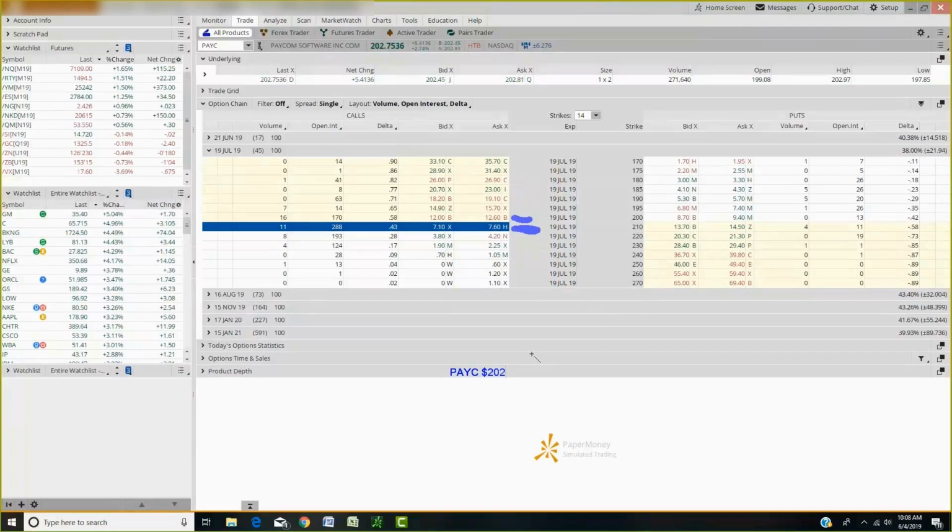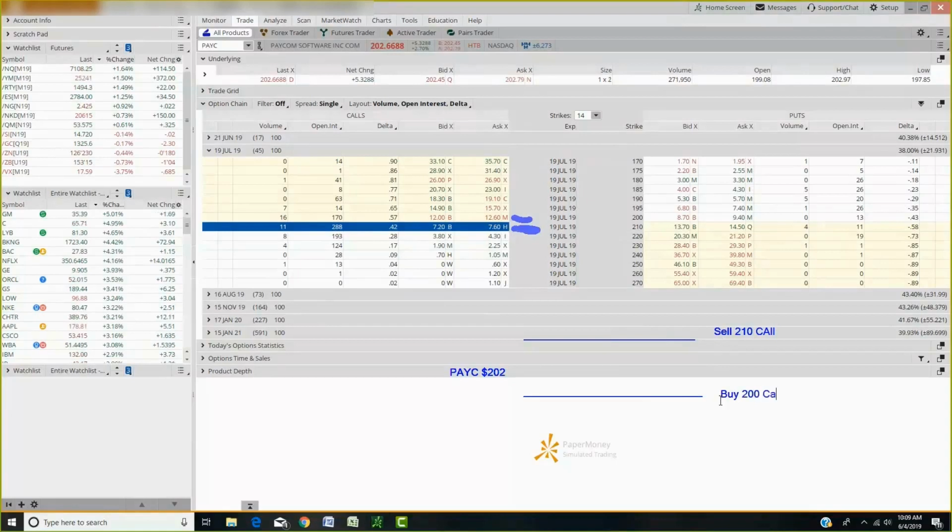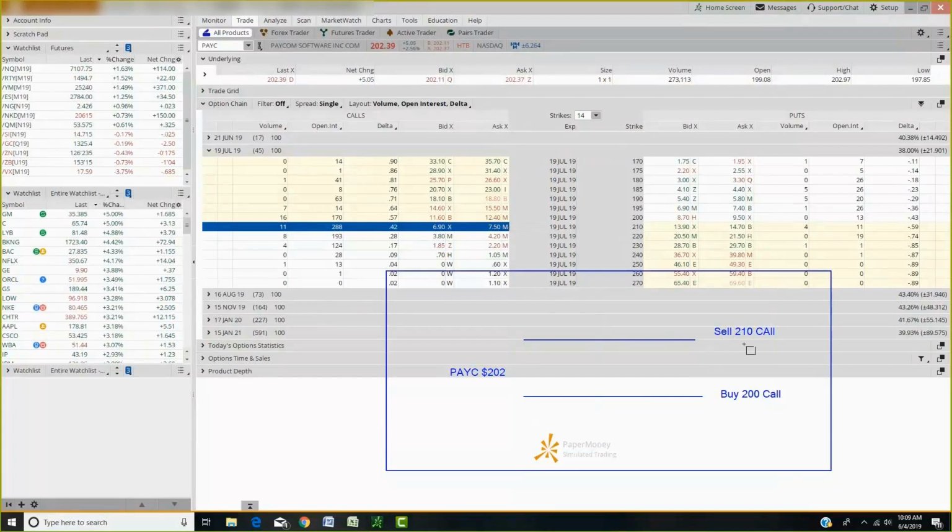But here we go. So what I'm going to do is I'm going to sell that first strike out of the money, and I'm going to buy that first strike in the money. Okay? First strike in the money. So it's going to look like this. I'm going to sell the 210 call, and I'm going to buy the 200 call. Okay? So again, when in doubt, all you need to know is you're selling that first strike out of the money, and you're buying the first strike in the money, but visually, this is what it looks like. I'm selling the 210 call, and I'm buying.